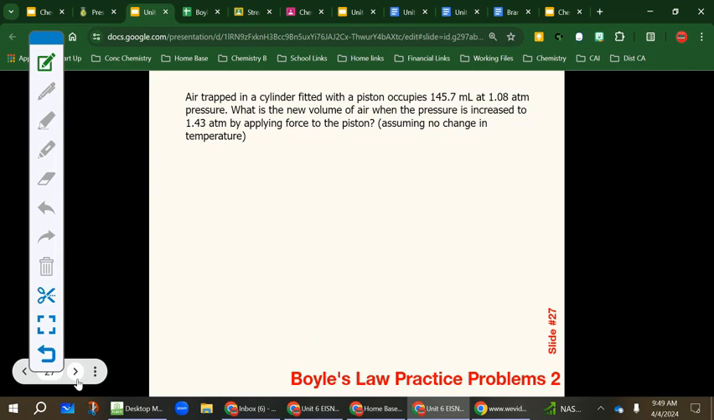So, what's happening to our pressure here? Going up. What's going to happen to our volume? It's got to go down. It's got to go down.